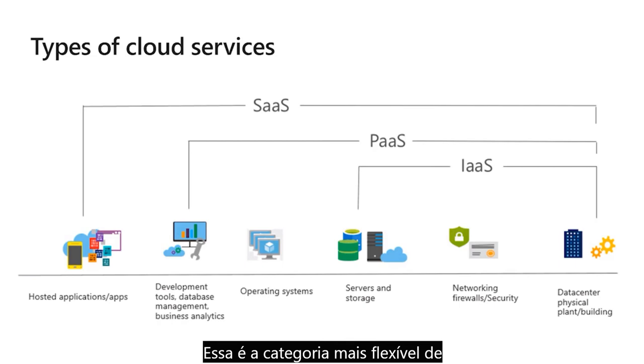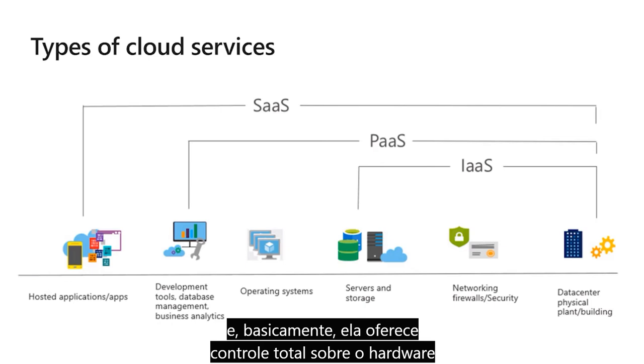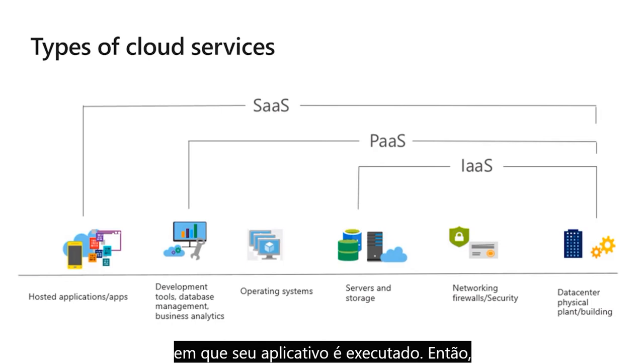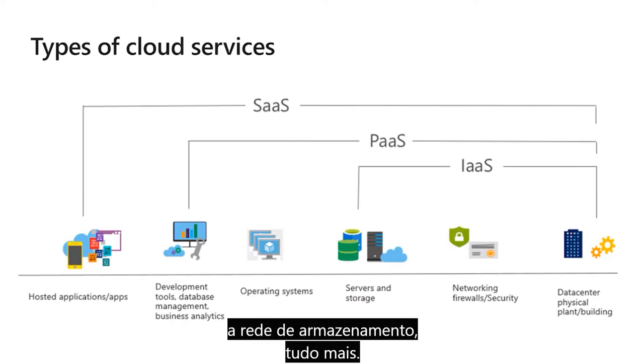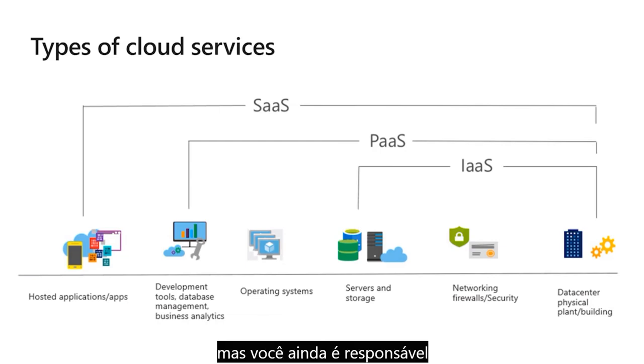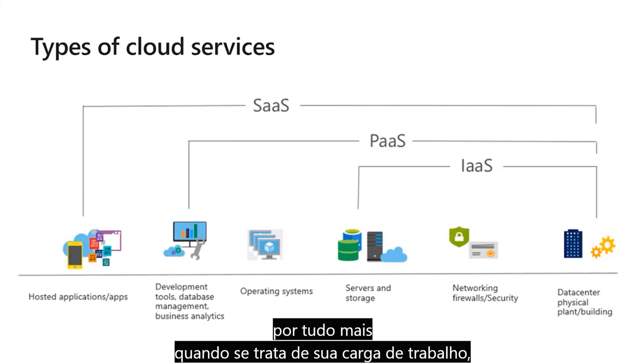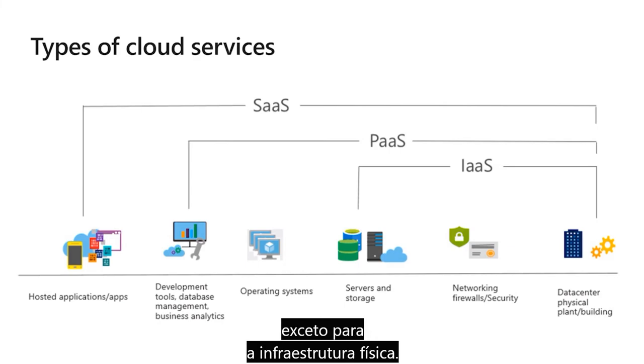This is the most flexible category of all the cloud services. And essentially, it gives you complete control over the hardware that your application runs on. So this is your virtual machines, the storage, network, everything like that. But you're just renting the physical hardware. So you are still responsible for everything else. You're just giving up that physical infrastructure. And we see this quite commonly in lift and shifts. But you are still responsible for everything else when it comes to your workload, except for the physical infrastructure.